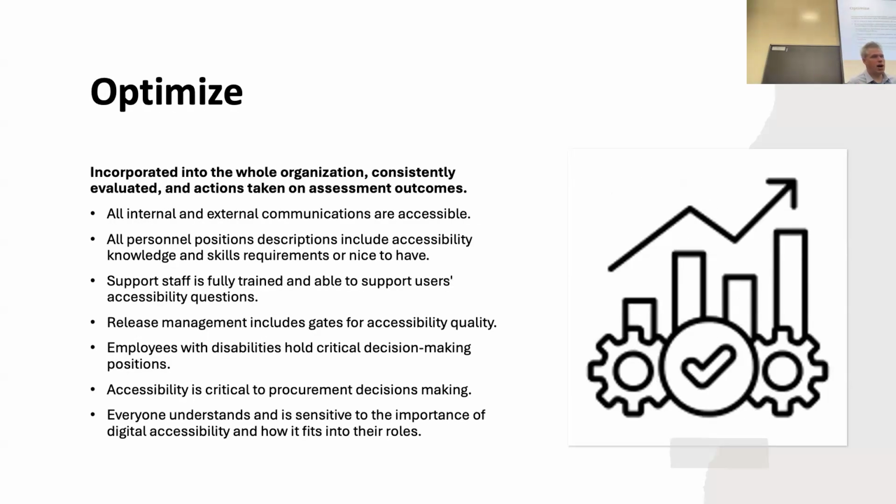The last stage is optimized. So you've incorporated accessibility into the whole organization. It's consistently evaluated, and actions are taken on assessment outcomes. This is pretty hard to do because, how can you be perfect all the time? But at least if you have the processes in place, then you have a better chance of doing this. And so this would assume that all your communications are accessible.